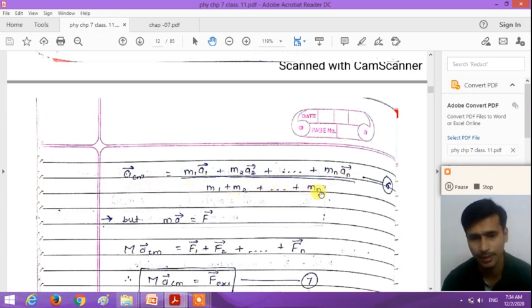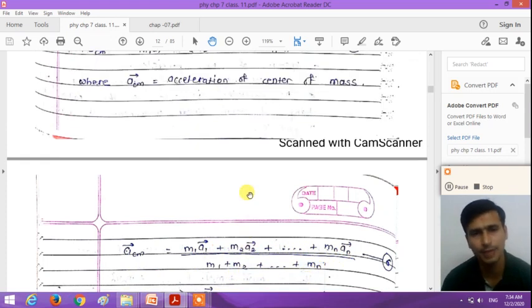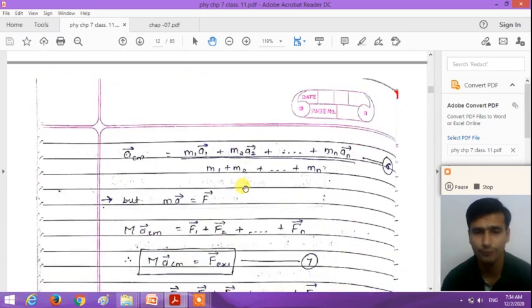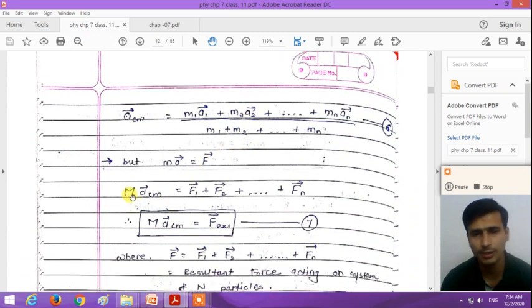divided by m1 plus m2 up to mn, right? But we know that, according to Newton's second law, the product of mass into acceleration is equal to the external force. So m into a, we take as f1, right? So from equation number 5, we get capital M into acm is equal to f1 plus f2 up to fn, where f1, f2 up to fn are the external forces acting on the particles, right?